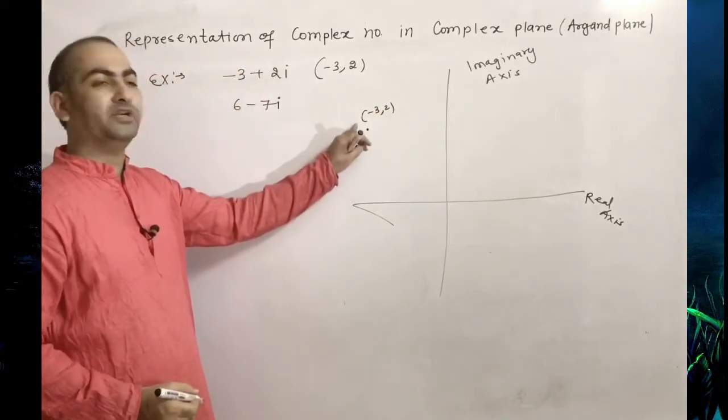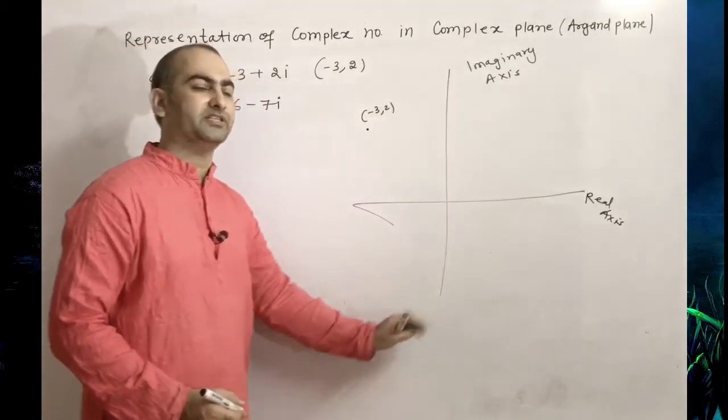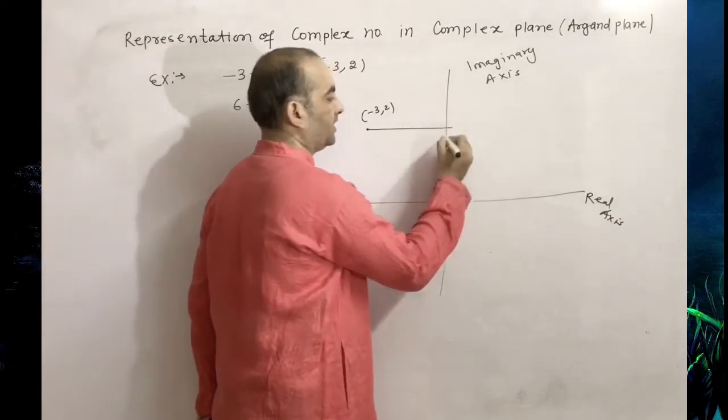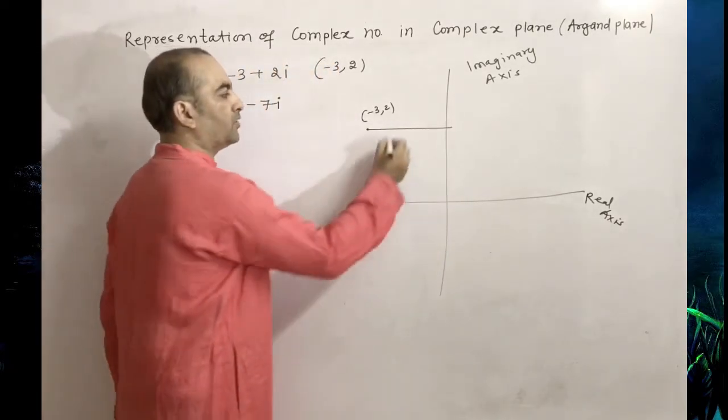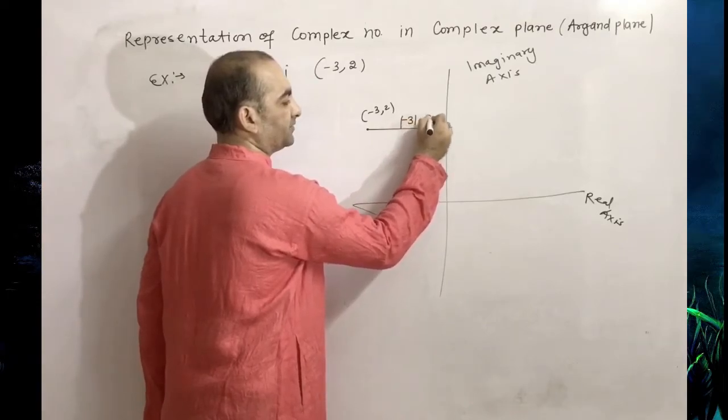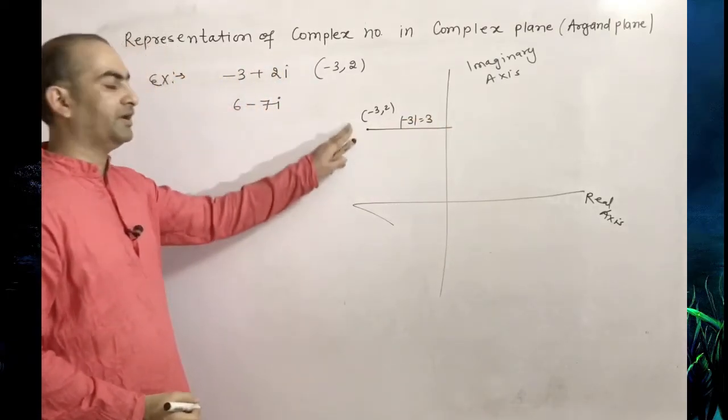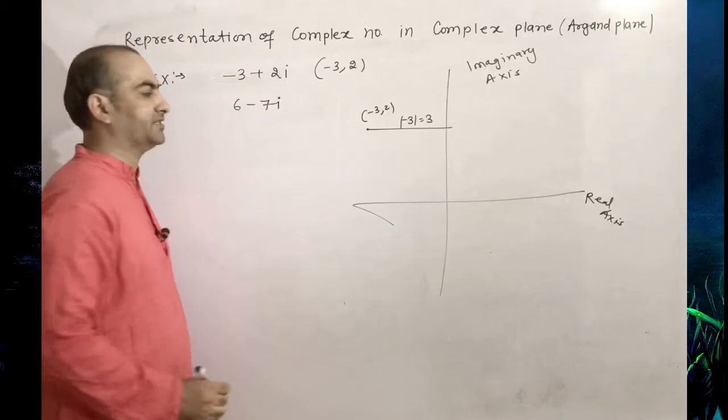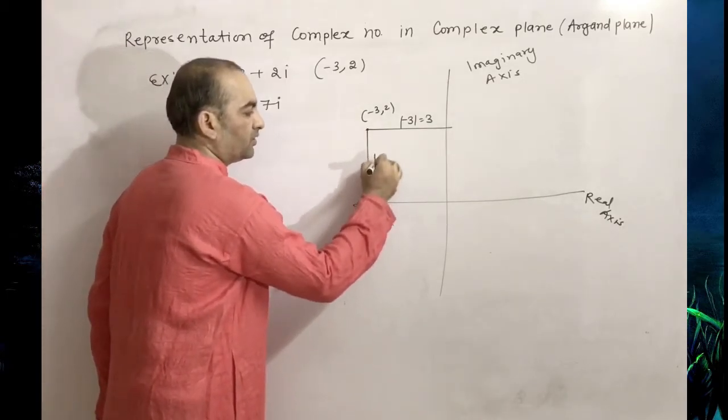Distance of this point from imaginary axis, perpendicular distance is this one. And this length is nothing but modulus of minus 3. So what will come? 3. And distance of this point from real axis, perpendicular distance. So that will be modulus of 2. What will come? 2.